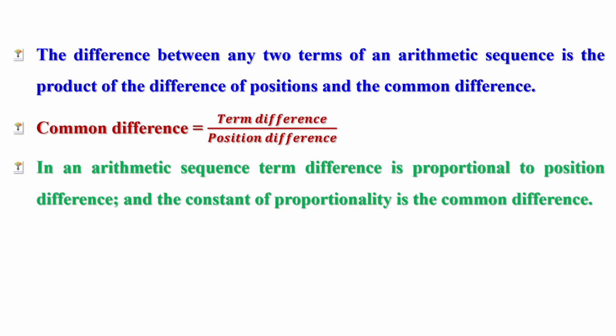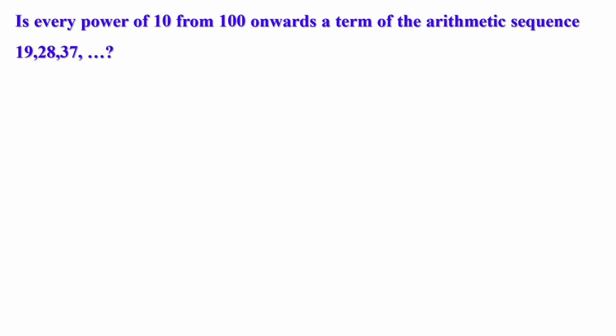We have also understood that the difference between any two terms of an arithmetic sequence is always a multiple of the common difference. And I have given you two assignments. I think you have done it. Let us check it. The first one is: is every power of 10 from 100 onwards a term of the arithmetic sequence 19, 28, 37, etc.?